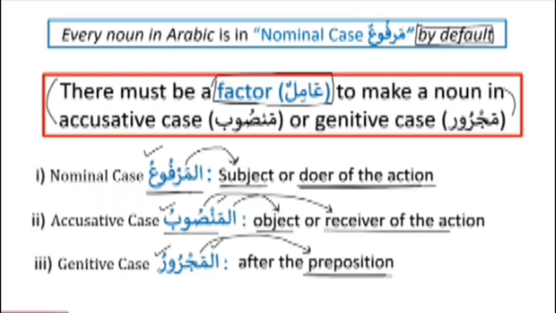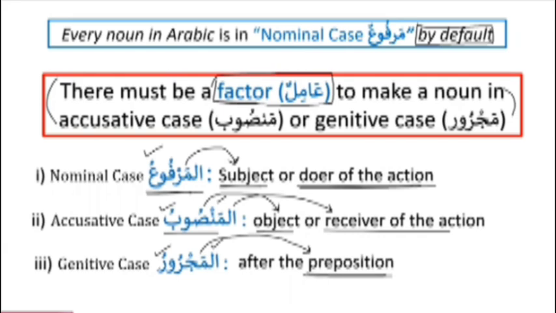And let me give you one more example. When we wake up early in the morning, we have lots of energy. So we are in a state of marfu. We are full of energy. When it's the middle of the day, we become slightly exhausted. So what happens? We are mansoob, a little bit down. And when it's night, the evening, we are tired. So then what happens? We become majroor.